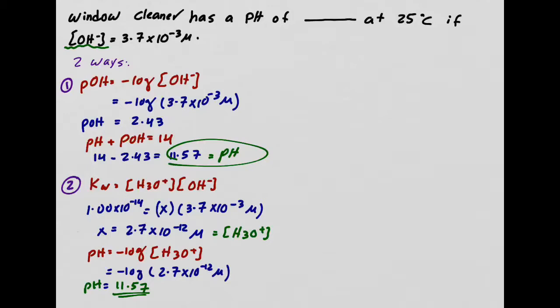So to me, the easier way is, I see OH, I can figure out pOH. And then I can subtract from 14 to figure out the pH. Or if I have the hydroxide concentration, I know how to figure out the hydronium concentration using Kw. Once I have the hydronium concentration, then I can plug it into the pH equation. So far so good? Okay, ready for the next problem? Let's do it.